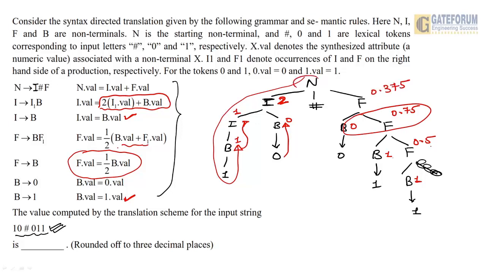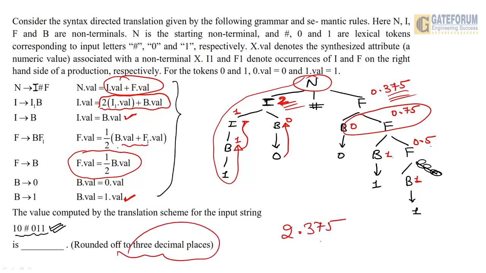Now here in N we need to take addition of both the values. So 2 plus 0.375 is 2.375. You need to round the value up to 3 decimal places, so it is 2.375. That would be your answer. Got my point? So this question is from the compiler design topic.